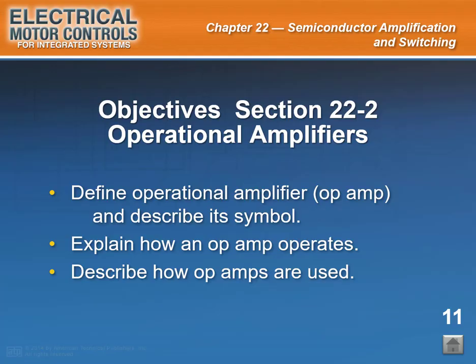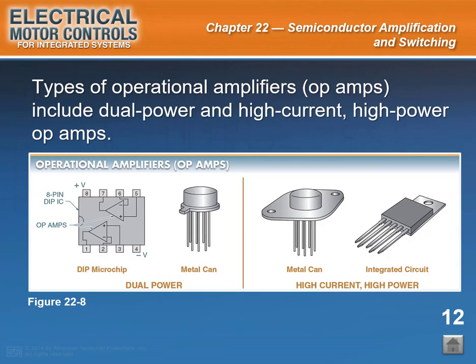End of slide 11. Start of slide 12. Slide caption: Types of operational amplifiers, op-amps, include dual power and high current, high power op-amps. See figure 22-8. An operational amplifier, also known as an op-amp or just OA, is one of the most widely used integrated circuits. An op-amp is a high-gain, directly coupled amplifier that uses external feedback to control response characteristics.